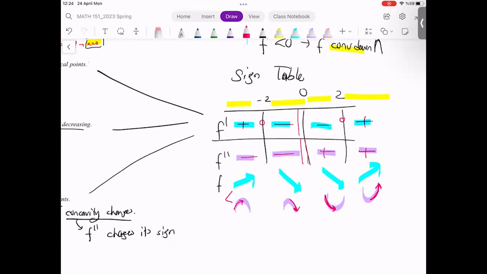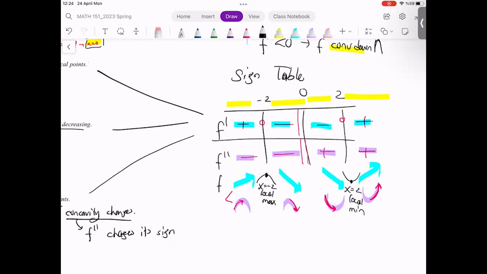Okay, now local max-min points. Is there any local max-min point? If the first derivative changes its sign from positive to negative, or negative to positive, there should be local max-min points. So you see there is this kind of shape here, increasing and decreasing. So x equals -2 is a local maximum point. And similarly here, at x equals 2, we have a local minimum point.